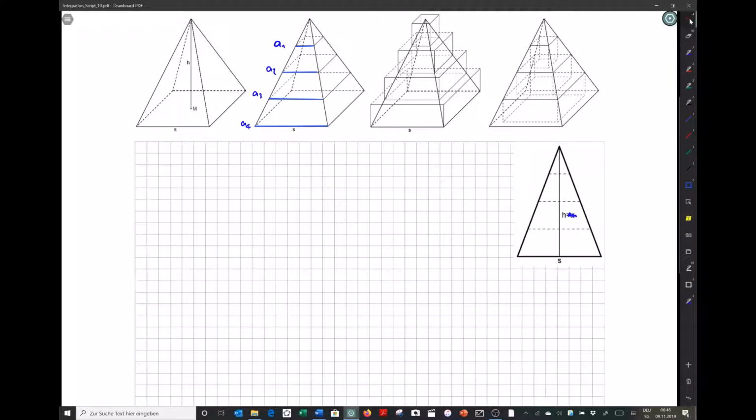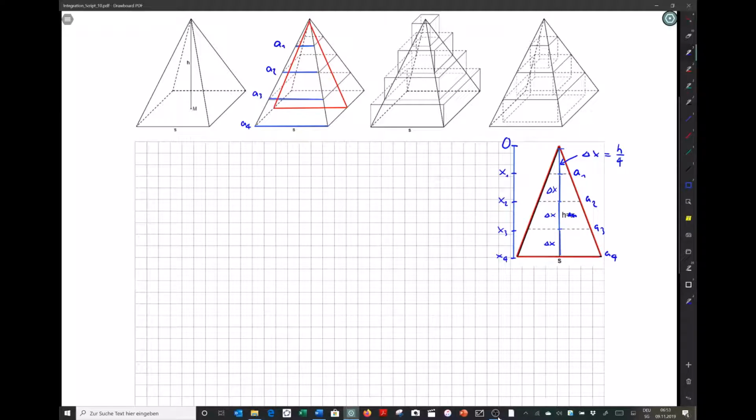For our calculations, we will need to look at the vertical cross section of the pyramid, which is also shown here on the right. The horizontal lines here correspond to A1, A2, A3, and A4 up here. Let us use delta x for the distance between the lines, which corresponds exactly to the height of each of the slices, and is obviously h, the total height, divided by 4.